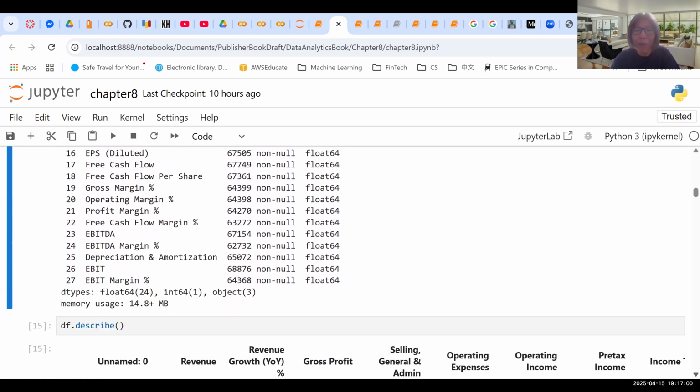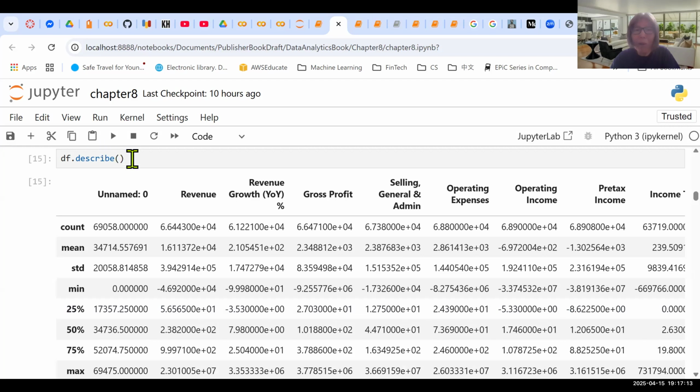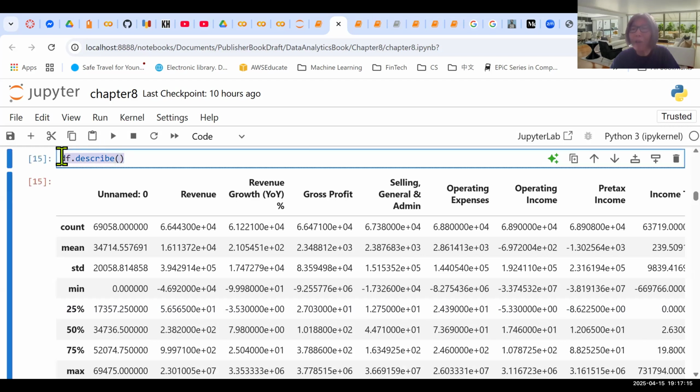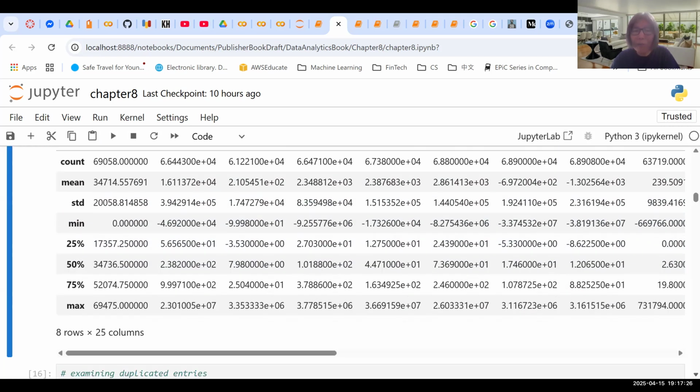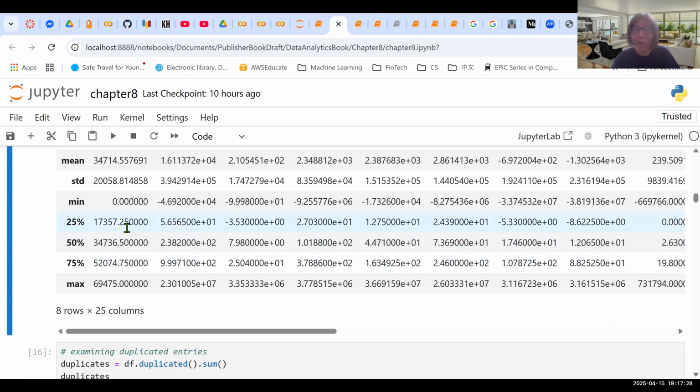If we take a look at the remaining columns, they all have over 60,000 entries without null values. Then we also want to get some statistical information, general status. So you can call describe, which gives you the total counts, mean, standard deviation, minimum, maximum, and different quantile values.